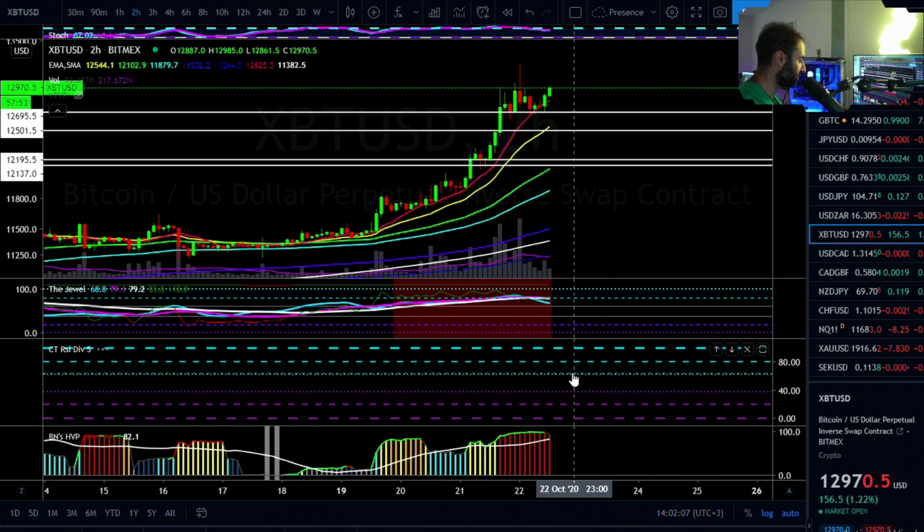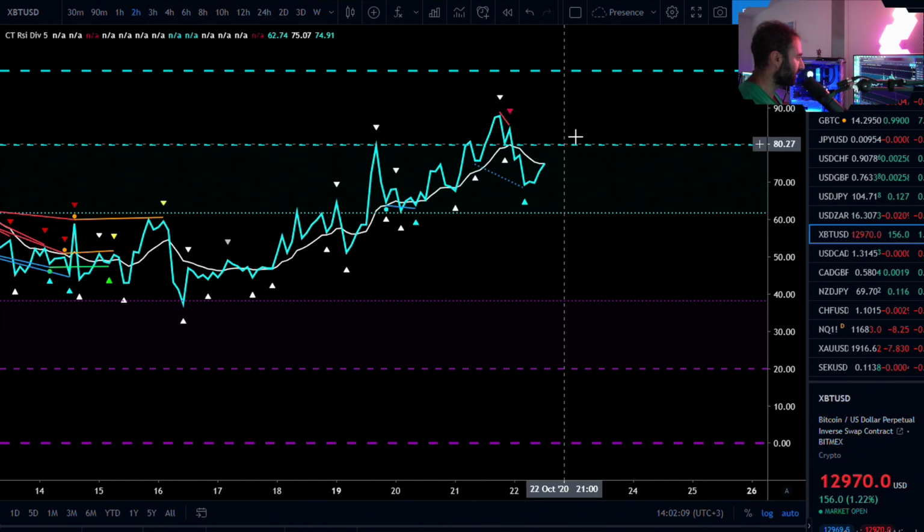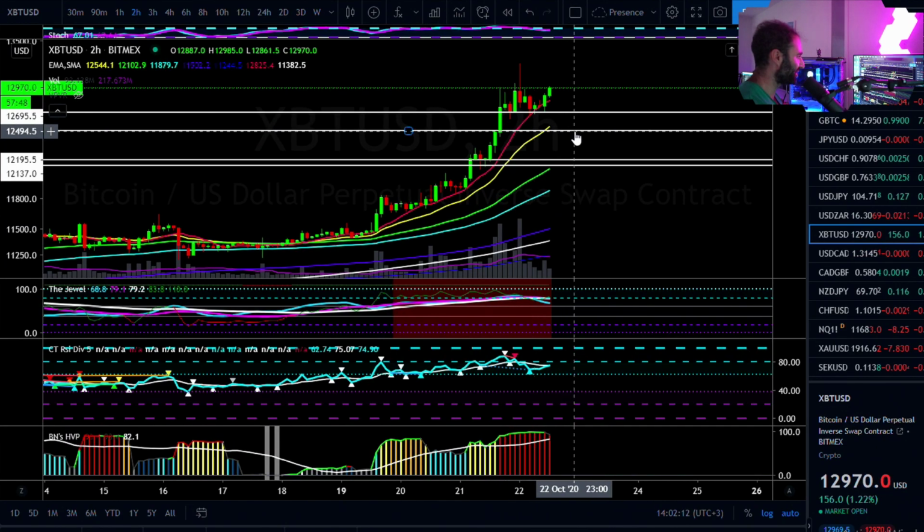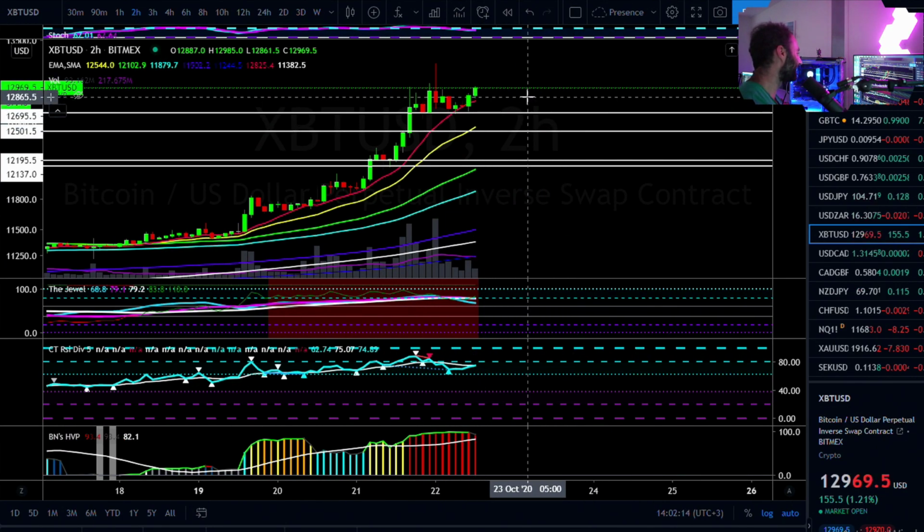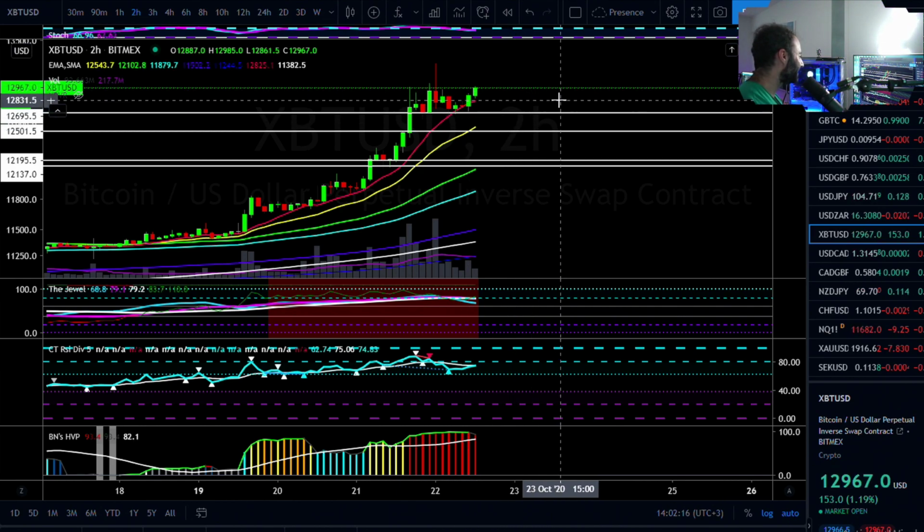Are we building on a 2-hour? We should be building on a 2-hour. Yeah, we'll be building it on a 2-hour, but right now we're playing out hidden bullish divergence. Stop this nonsense.